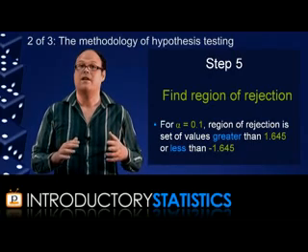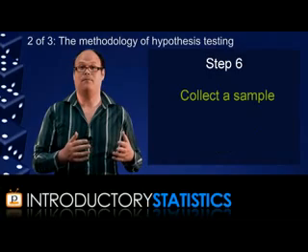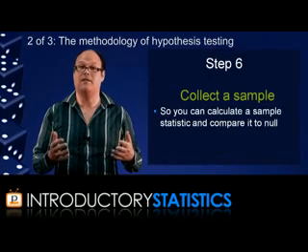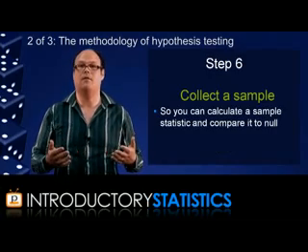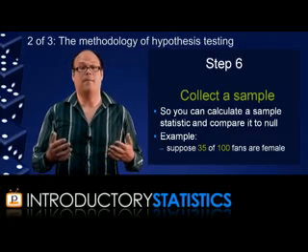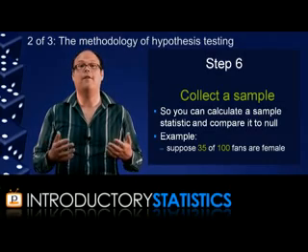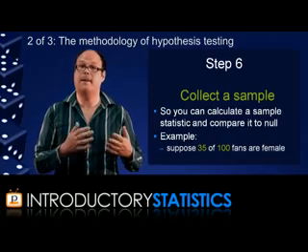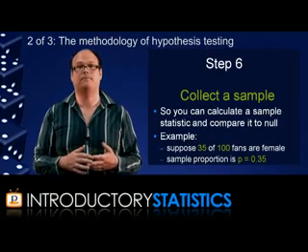But first, the next step: you collect a sample. You do this to calculate the sample statistic, which is what gets compared to the null hypothesis. So let's say you collect a sample of 100 basketball fans and that 35 of them are female. This gives a sample proportion of 0.35.